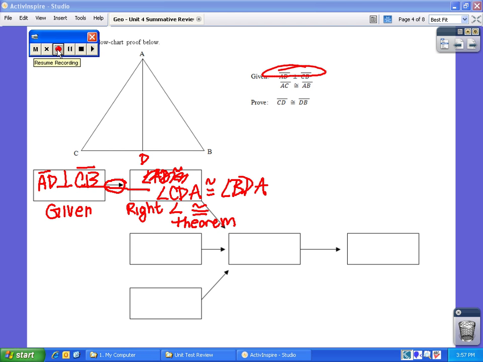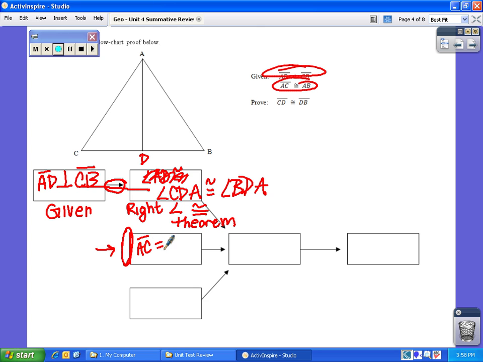To fill in my next box, notice that nothing comes before it. So that means that we don't need to know anything else to get whatever goes into this box. I'm going to put my second piece of given, that line segment AC is congruent to line segment AB. My reason is given. Be sure to mark your diagram as you go along. Let's see, AC and AB. My third and final piece of information is using the reflexive property. I know that line segment AD is congruent to itself by the reflexive property.